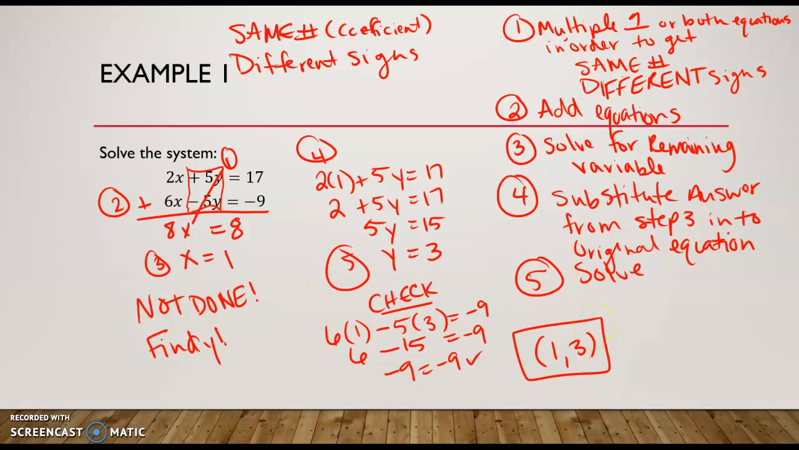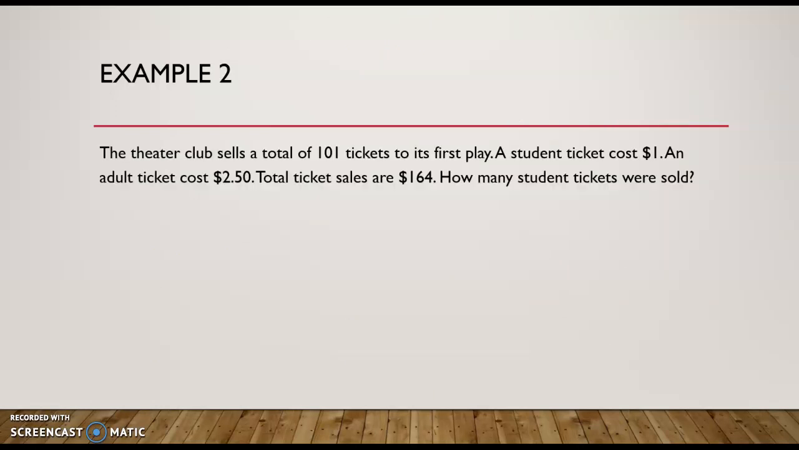Cha-ching. All right, these next ones, I won't be writing all these steps, so it shouldn't take us as long for this next one. Theater Club sells a total of 101 tickets for its first play. A student ticket costs $1 and an adult ticket costs $2.50. Total ticket sales are $164. So how many student tickets were sold?